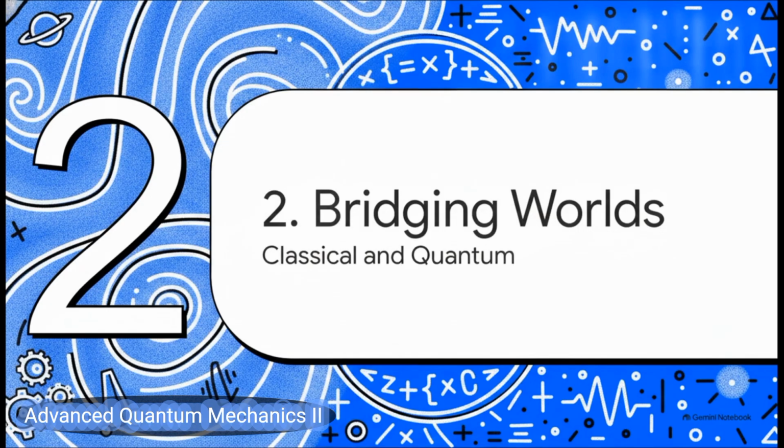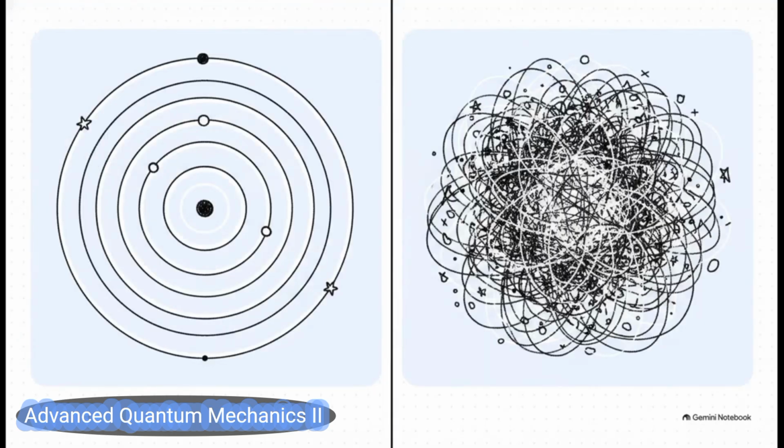Section 2. Bridging classical and quantum. Next, physicists needed a mathematical bridge between the smooth, predictable classical world we see every day and the strange, jumpy, discrete quantum realm of the microscopic. Semiclassical approximations act as that exact bridge.